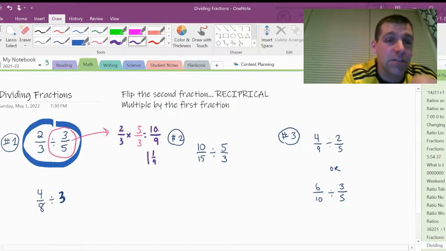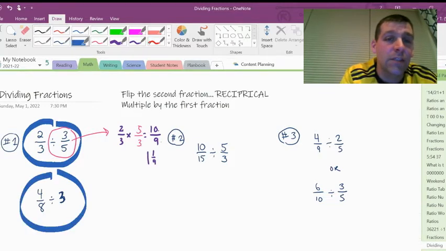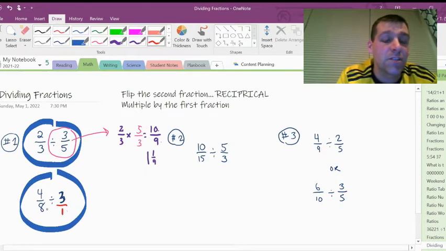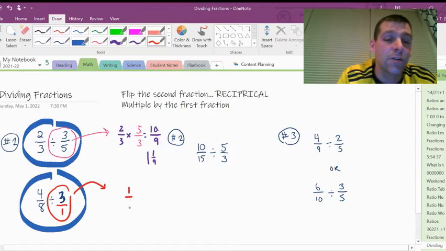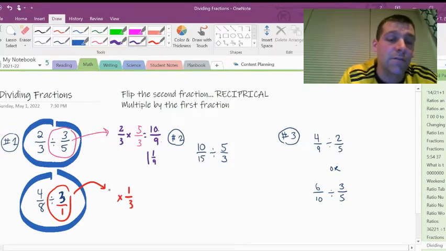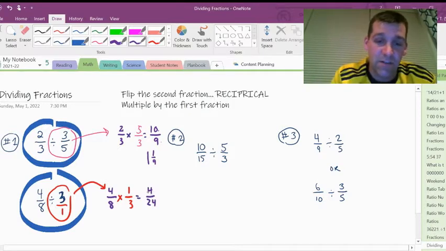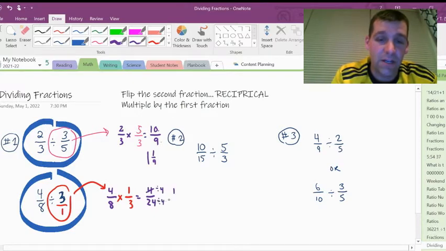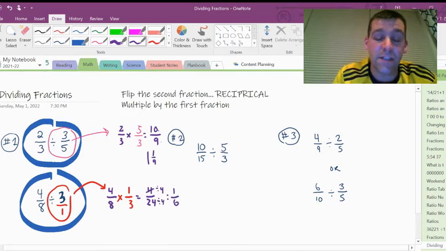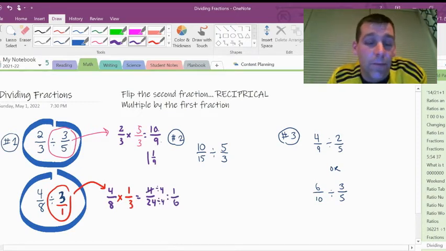If I look at this one down here, same idea, 4/8 divided by 3. I know that this 3 is 3/1. It doesn't look like something I can do any division with, so I'm going to take my 3/1 and it's going to become 1/3. We'll be multiplying that by 4/8, because my first fraction stays the same, and here I have 4/24. I can simplify this because I can divide both by 4. If I divide this by 4, I get 1. If I divide this by 4, I get 6. So it's 1/6. Awesome. Really great so far.